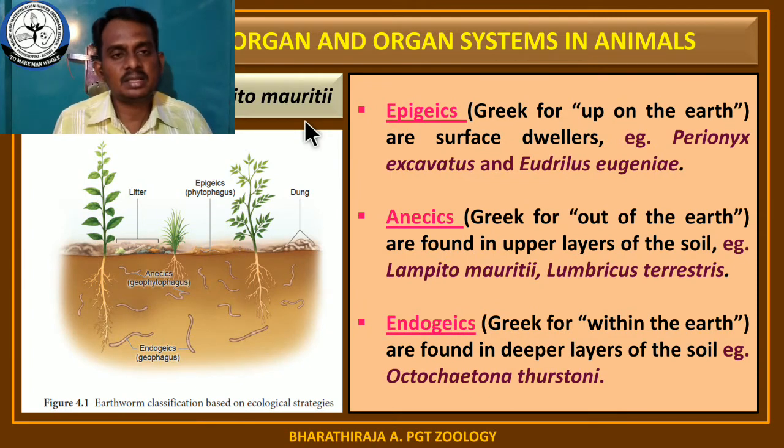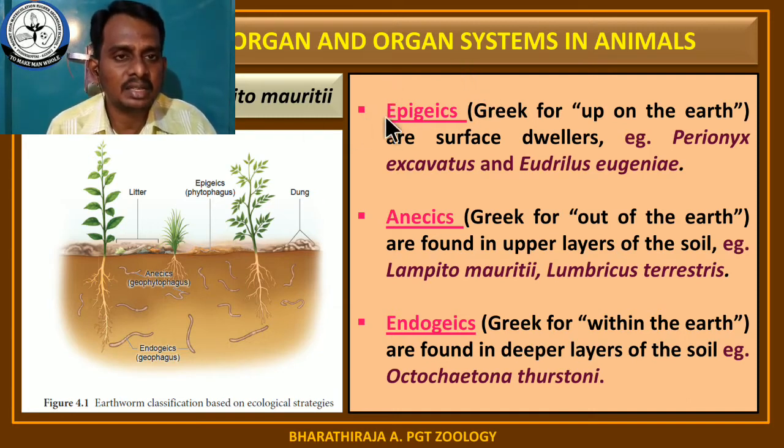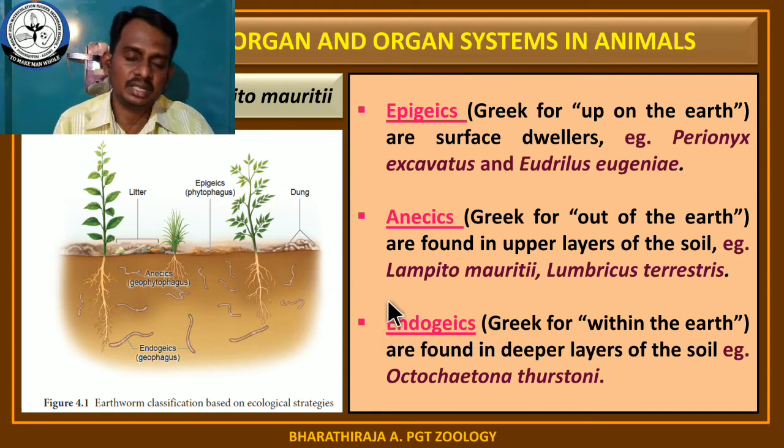And the next thing is 3 kinds of earthworms based on their living habitat. Where are these earthworms living? எங்கே இருக்கிறாங்க அப்படிங்கிறத பேஸ் பண்ணி 3 கேட்டகரியாக பிரிக்கிறோம். First one is epigeic organism. Second one is anecic organism. Third one is endogeic organism.